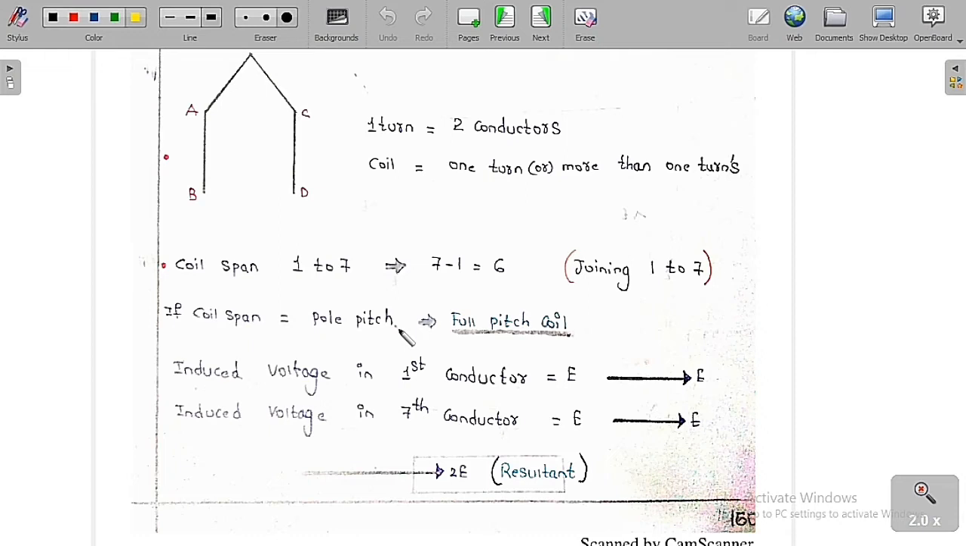A very important point: you always have to understand this concept, and without it, it is very hard to go on to the remaining concepts. Whenever the coil span is equal to the pole pitch, it is a full pitch coil or full pitch winding. If the coil span is lesser than the pole pitch, it is a short pitch coil, and if it is greater than the pole pitch, it is an over pitch coil or over pitch winding.